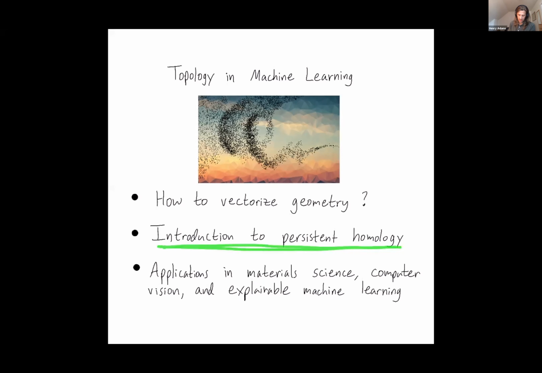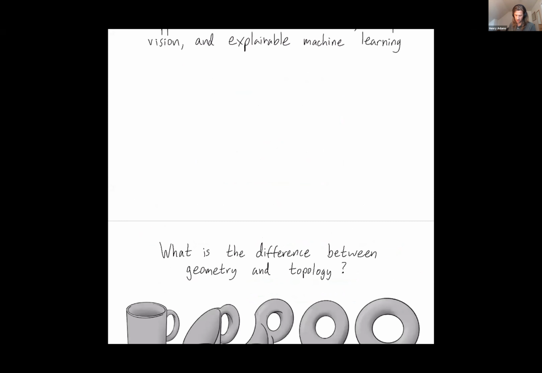Next, I will move on to an introduction to persistent homology, which is one of the main techniques in applied topology, and explain how persistent homology can be used to vectorize geometry. And then after that, I'll describe some applications, mainly in material science, and how we can use this for explainable machine learning. So let's move on to introduce persistent homology.